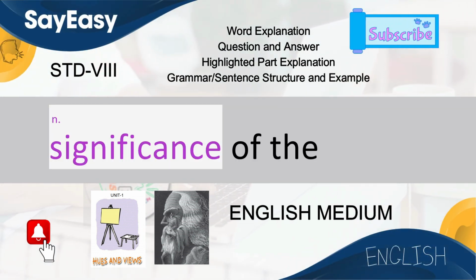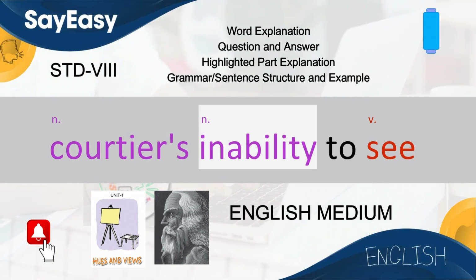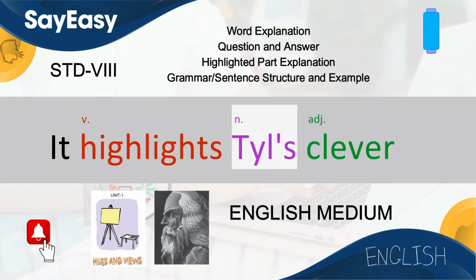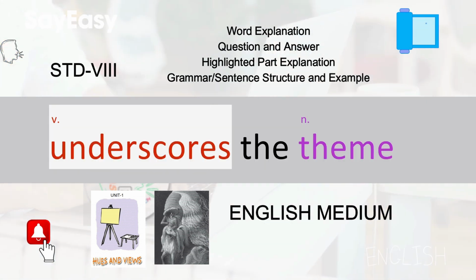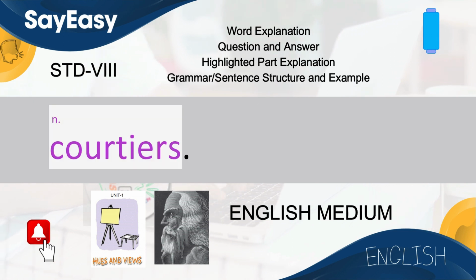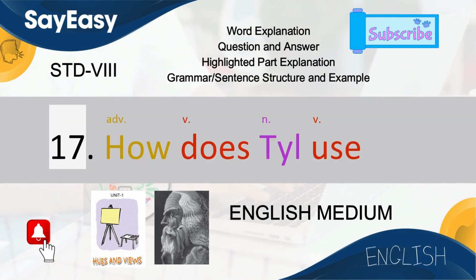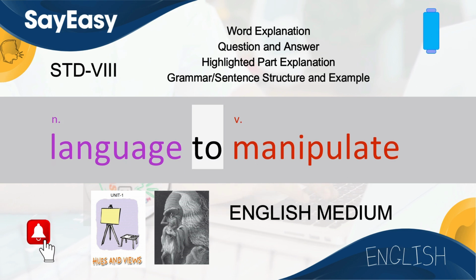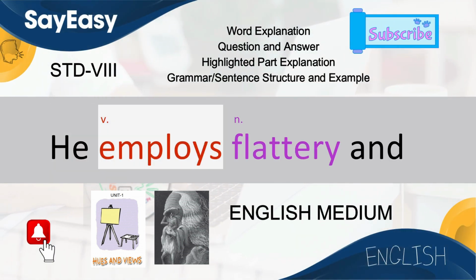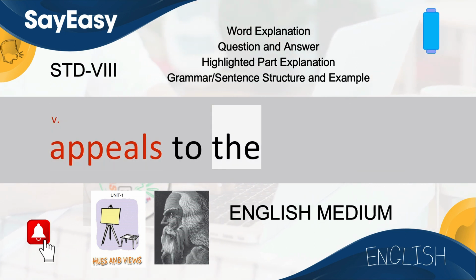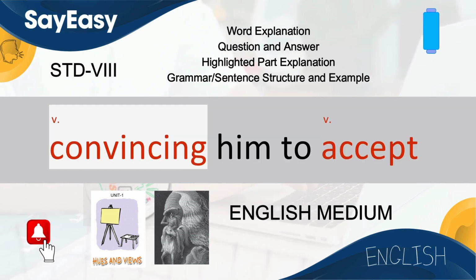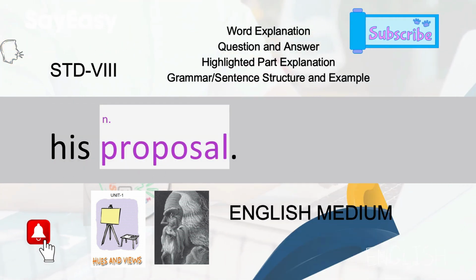16. What is the significance of the courtier's inability to see the painting? It highlights Tivael's clever deception and underscores the theme of superficiality and vanity among the courtiers. 17. How does Tivael use language to manipulate the situation in his favor? He employs flattery and appeals to the Archduke's vanity and desire for legacy, convincing him to accept his proposal.